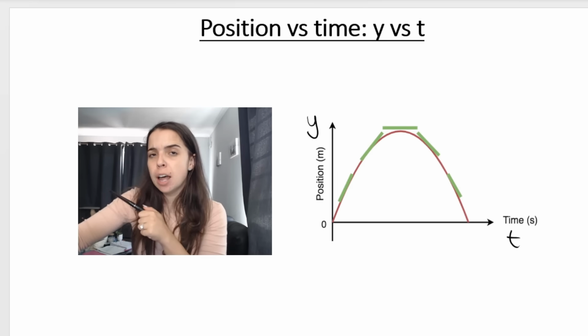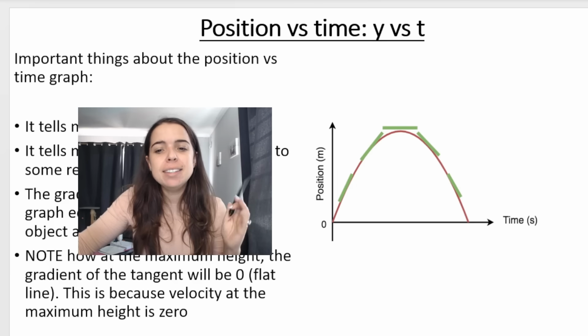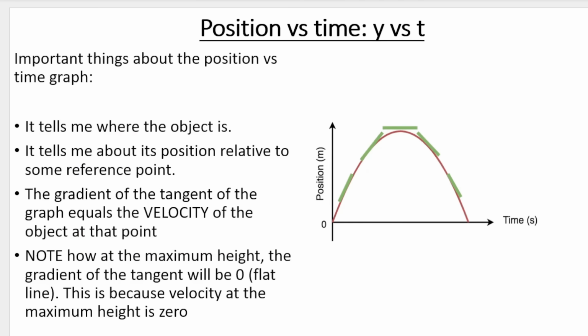You'll see some weird green lines on the graph. I will explain what that means in a second, but this is a position versus time graph. Some important things about position versus time graphs: they tell me where the object is. It tells me about its position, so where it is, relative to some reference point. The reference point can be the ground, it can be the top of a building, it can be whatever the question tells you it is or whatever you select it to be. So let's pretend in this example that this is me throwing a cricket ball upwards, it's reaching a maximum height and it's traveling back downwards.